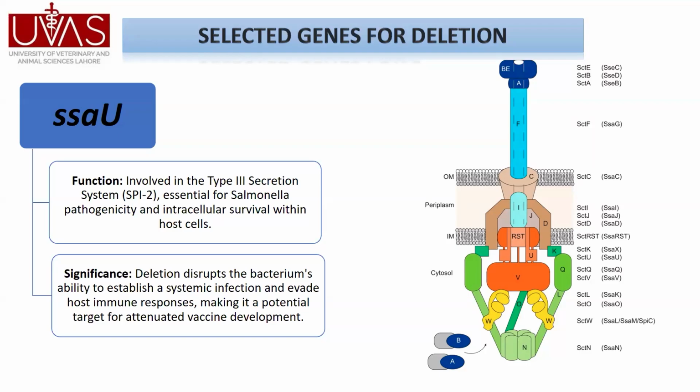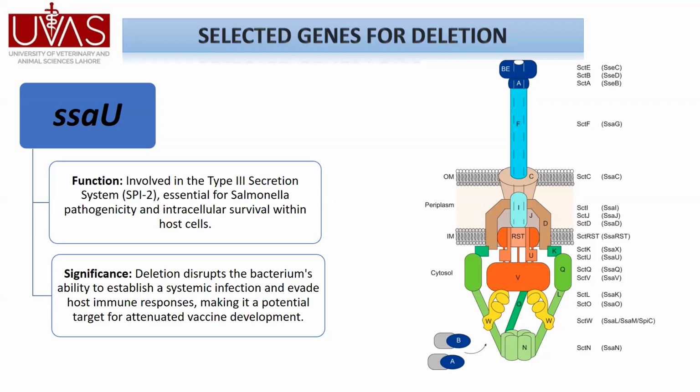So what we did is we picked one of the genes, SSAU, which is responsible. If you look at this picture, if I had a pointer I could show you, but otherwise there is an area in the center which is transcribed by a gene called SSAU. If you knock out this gene, this whole machinery of the type 3 secretion system, which helps the bacteria to inject effectors into the host cell, is dismantled. So that's what we hypothesized, that if we dismantle this machinery, the bacteria will definitely reduce its pathogenicity.